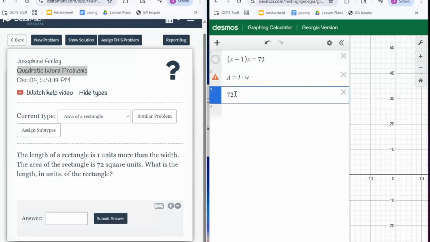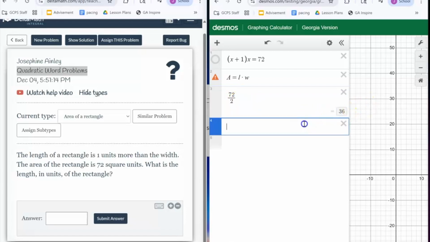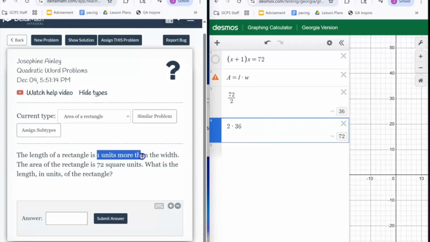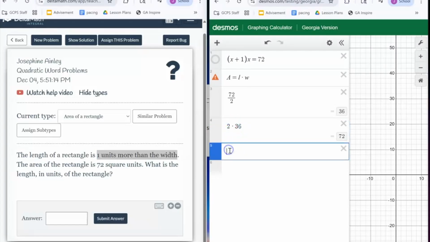So what I can do is find all the factors of 72. So for example, 2 times 36, that's going to give me 72. But I can't assume that this is the answer because there's one more stipulation. Not only when you multiply the numbers do they have to be 72, but there has to be 1 unit more than the width. So one number has to be 1 unit more than the other. So when you look at 2 and 36, is 2 or 36 1 unit more than the other number? No. Because if I take 36 and subtract 2, it's 34.